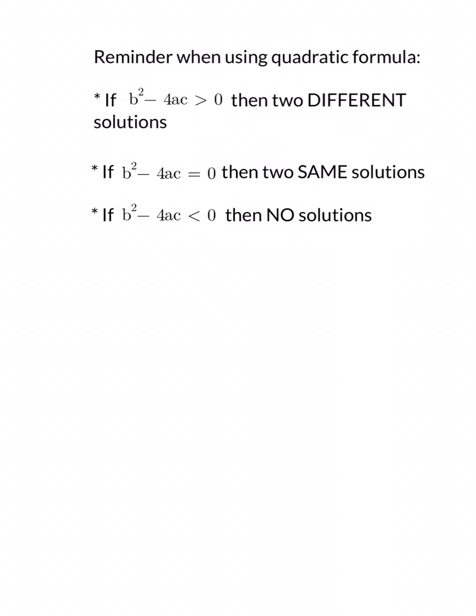A reminder when using the quadratic formula, as we saw in the last video: if b squared minus 4ac, underneath the square root, is greater than 0, that's positive, then you end up with two different solutions. If b squared minus 4ac equals 0, you get two of the same solutions, or just one solution. And if b squared minus 4ac is less than 0, that is, negative, since you can't take the square root of a negative, there are no solutions.